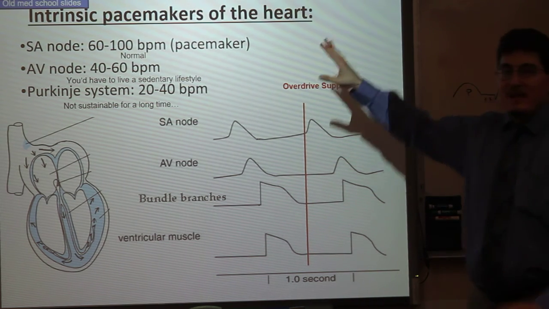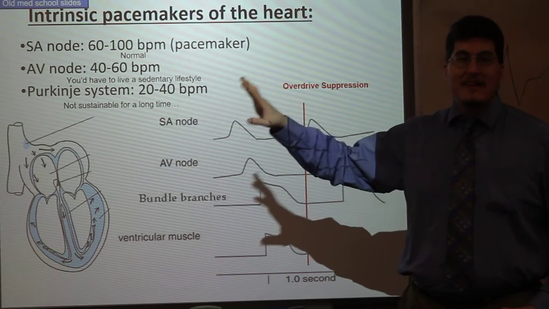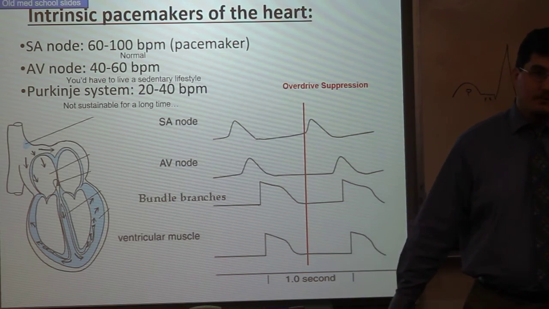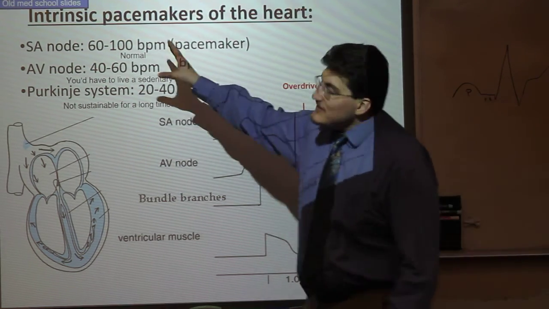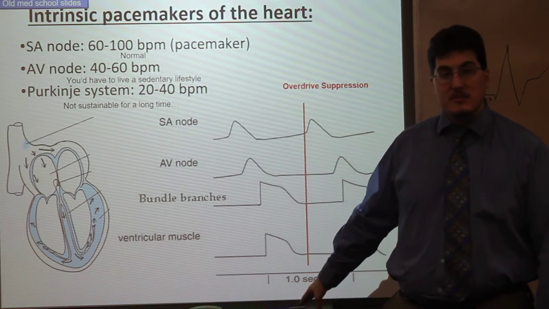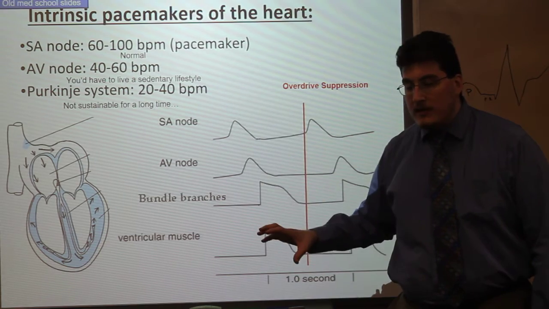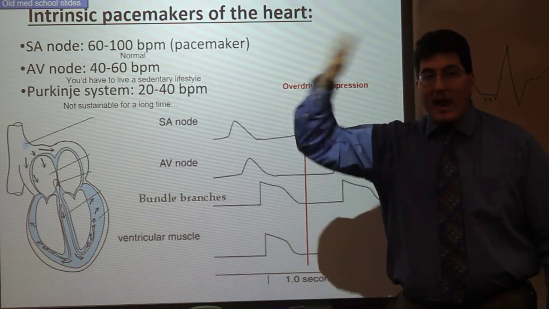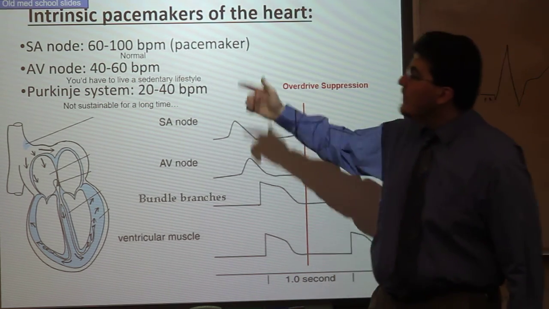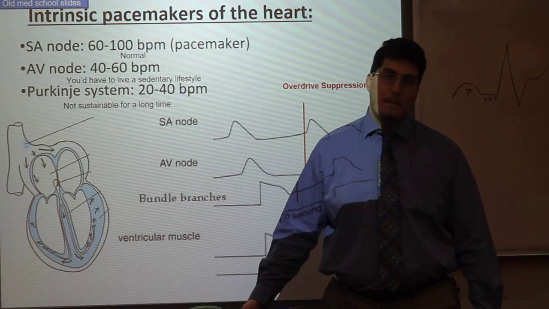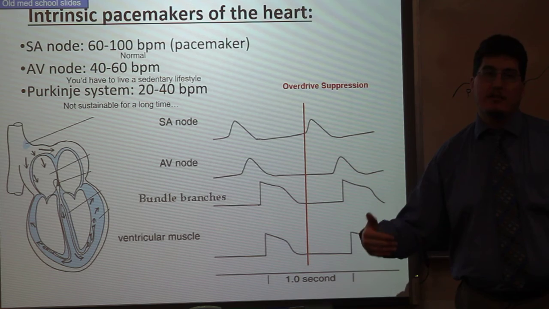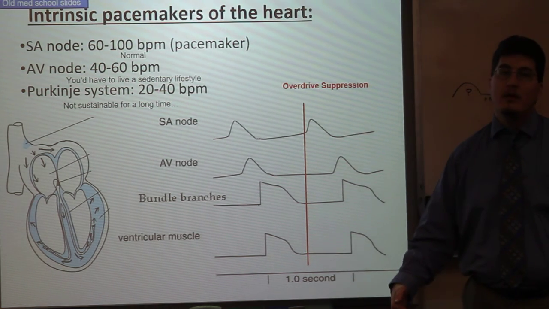Now, when the SA node depolarizes and sends that wave of excitation throughout the heart, that causes what's called overdrive suppression. Overdrive suppression resets that sodium channel leaking of all the other systems. It sends a wave of excitation throughout the entire conduction system and resets everything. So all of those timers will reset. And the process starts again. So as soon as one timer fires, all the timers will reset back to 0 and start over.